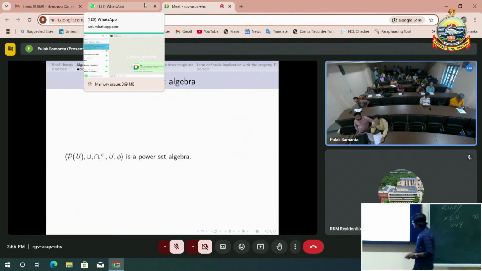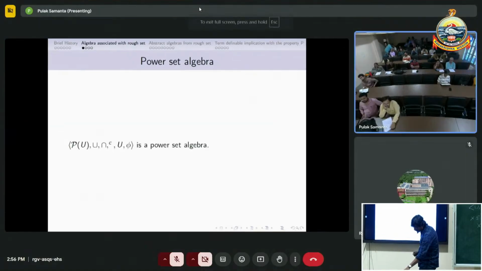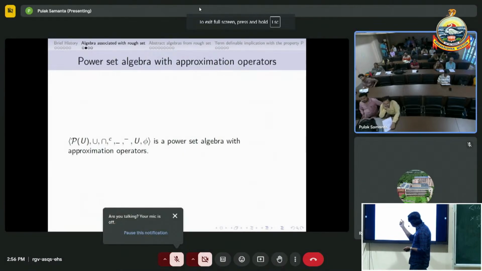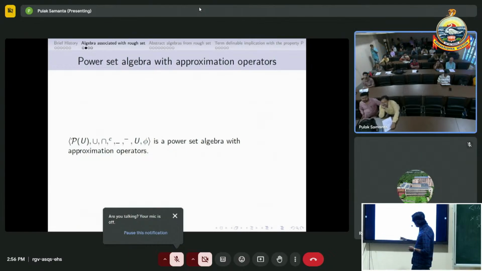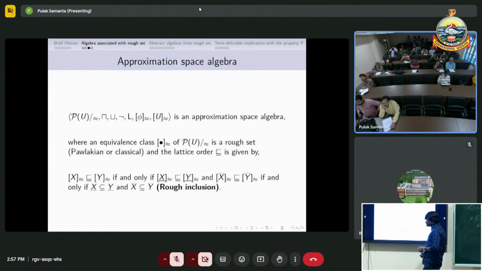Now we have the power set of U with usual union, usual intersection, usual complementation, the whole set U, and the empty set. This is the power set algebra. Next, with this power set algebra, we take the lower approximation operator and upper approximation operator. This is again a power set algebra, with approximation operators. Then we define the approximation space algebra.